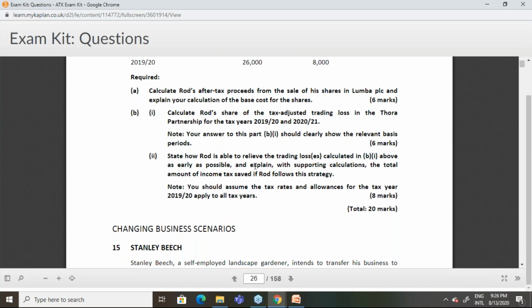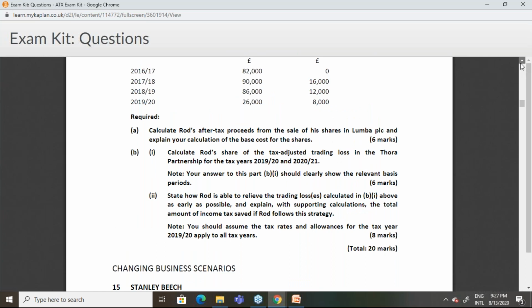Then state how Rod is able to relieve the trading loss calculated in B Roman 1 above as early as possible. So you can see, first you calculate the trading loss, applying the basis of assessment rules, and then they are asking how you can relieve the trading loss that you have calculated. And the requirement is you need to claim the relief as early as possible and explain with supporting calculations the total amount of income tax saved if Rod follows this strategy. You should assume that tax rates and allowances for the tax year 2019/20 apply to all tax years.